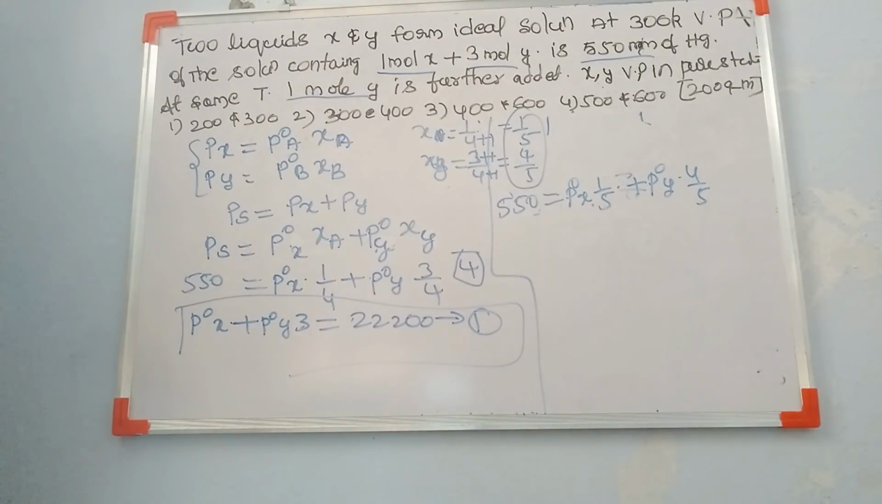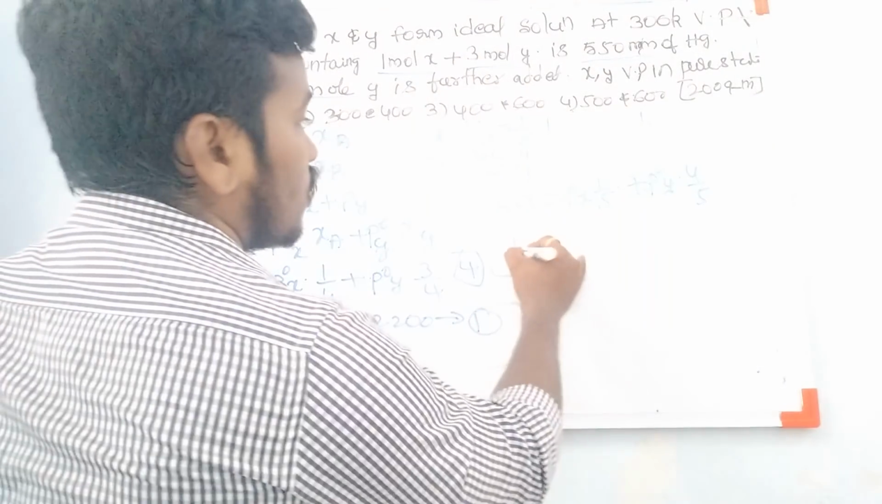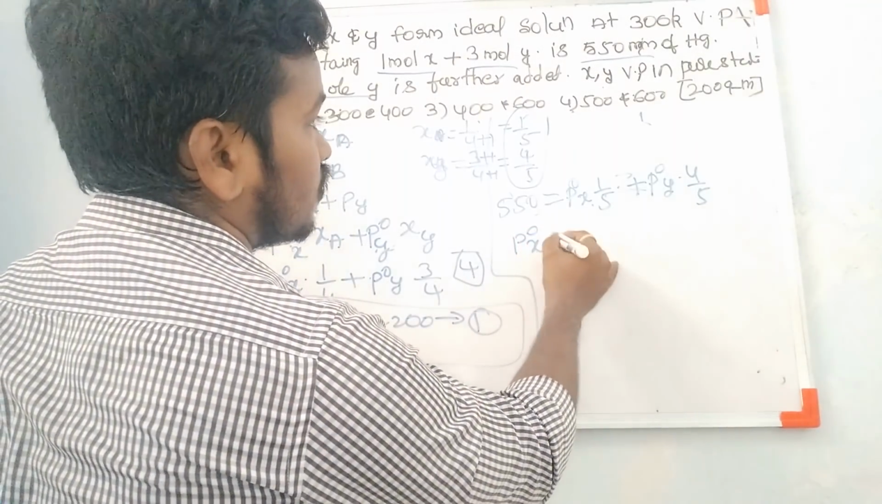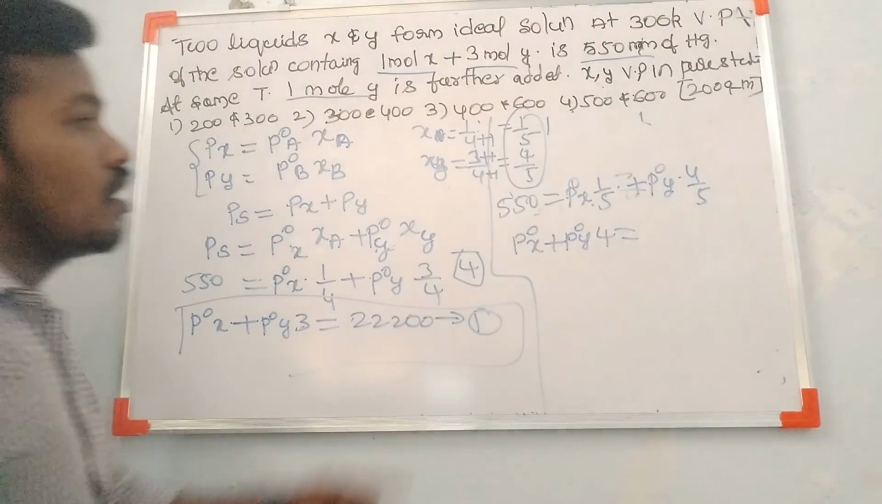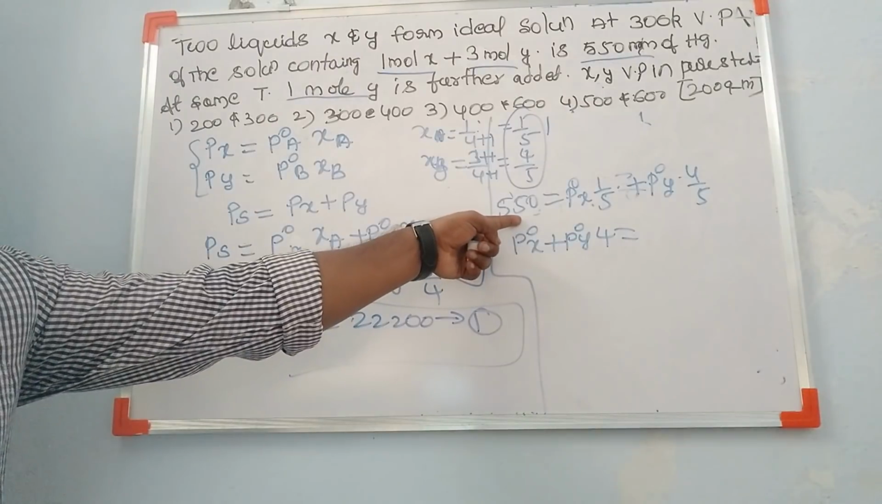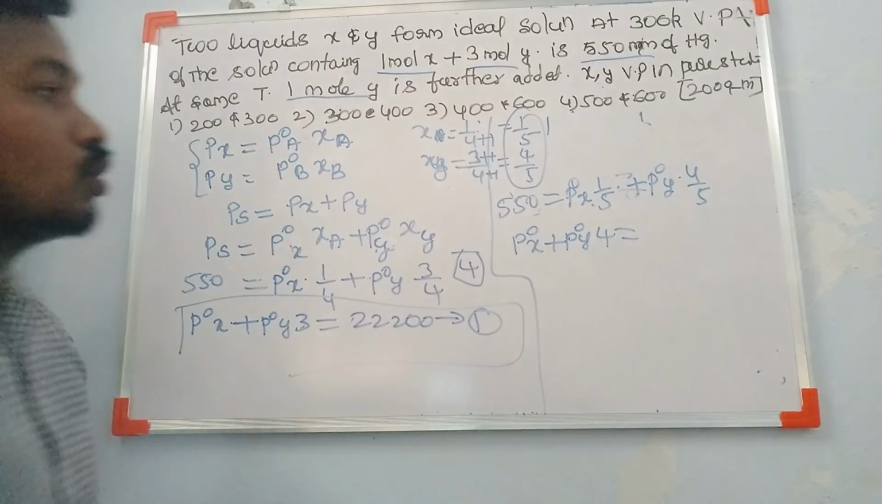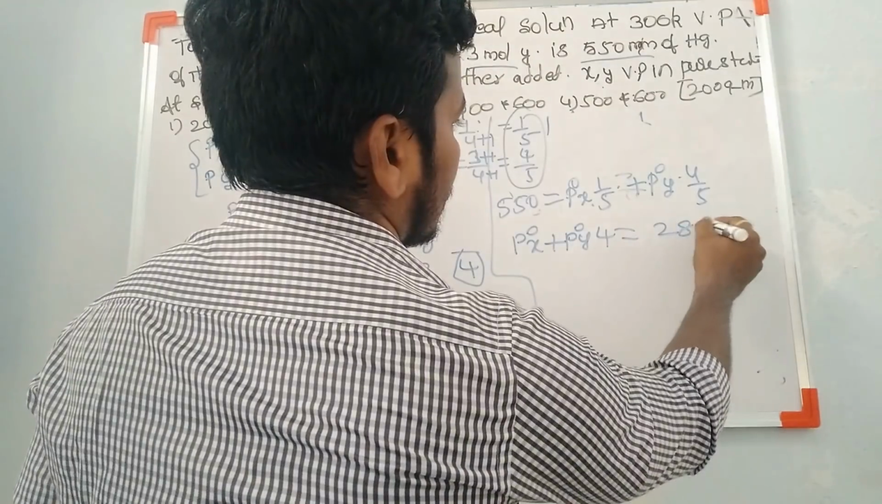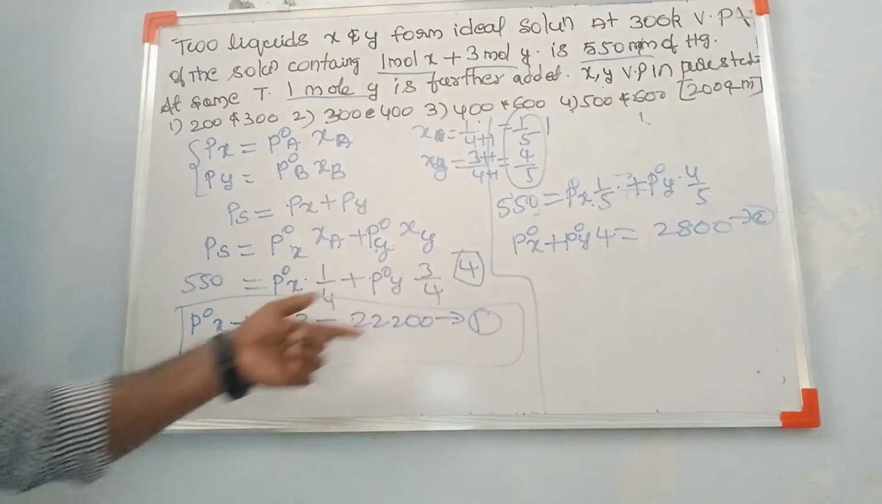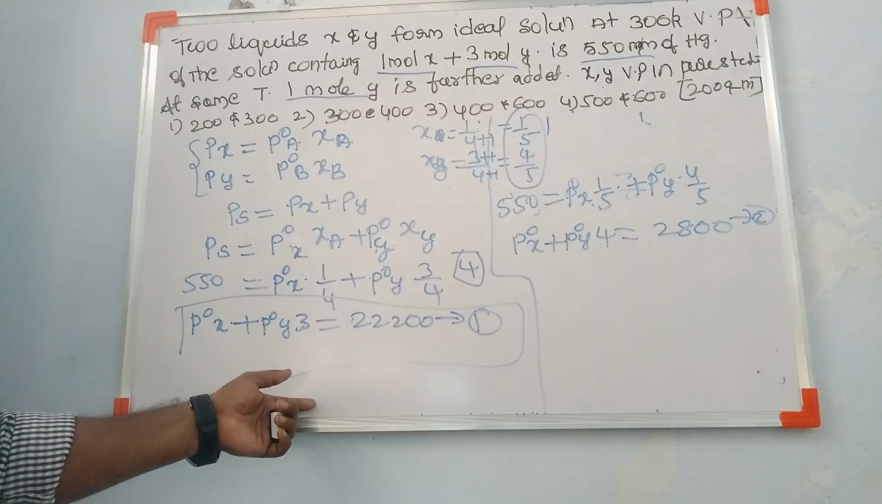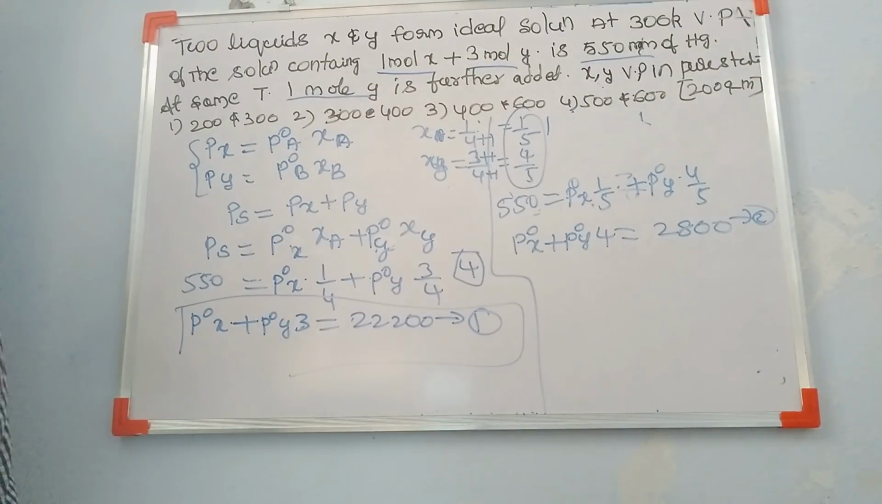So whenever we multiply, how much will you get? P naught X plus 4 P naught Y is equal to 5 times 560, which is 2800. This is the second equation. So we got the first equation, and we got the second equation.